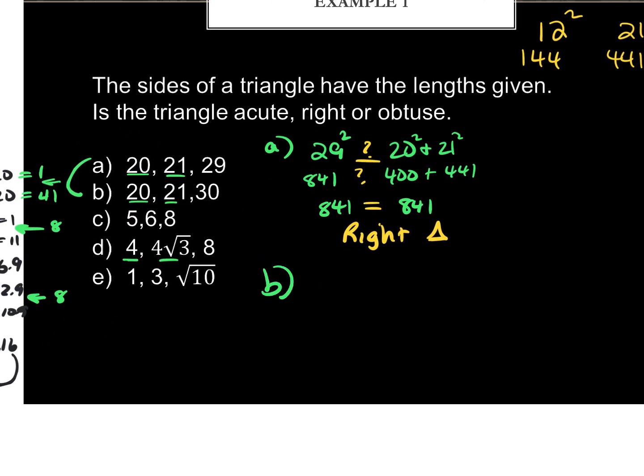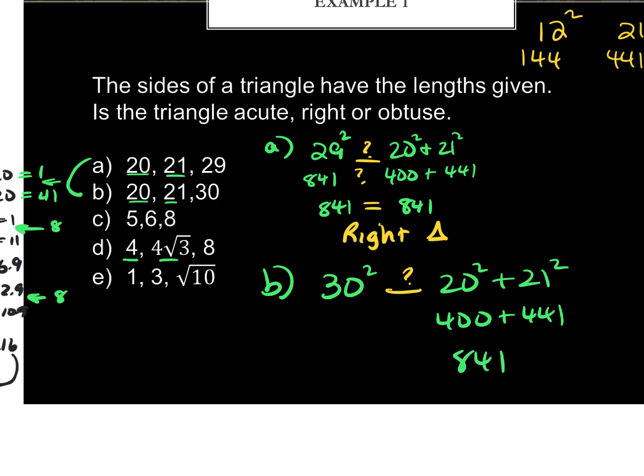So for part B, the numbers were 30 is the c squared, the biggest. I don't know what symbol's going in here yet. And then I'm gonna do 20 squared plus 21 squared again. Well, I already did that on the previous problem. It's 400 and 441, so 841.